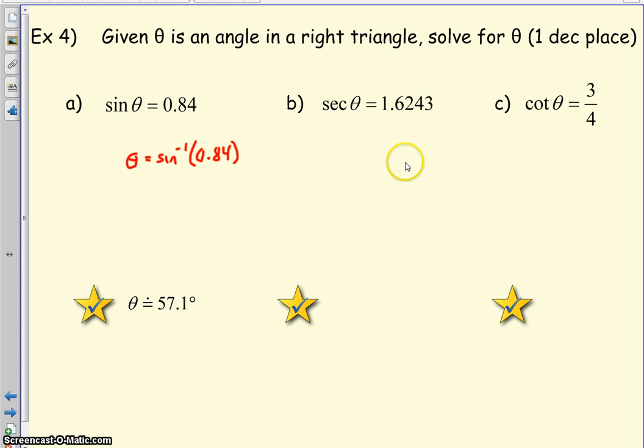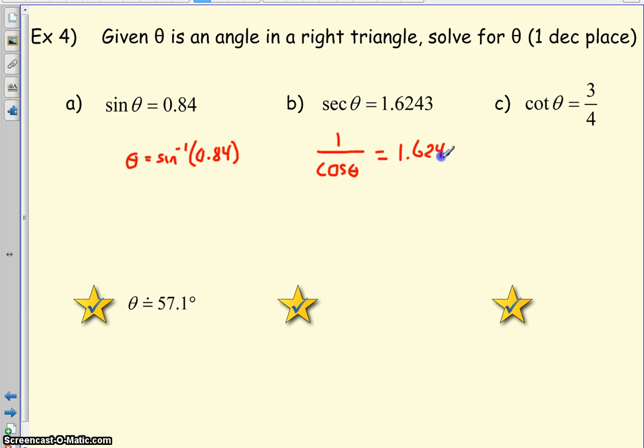Okay, so again, now with the reciprocal ratio it becomes a bit more complicated. So remember, we can't take the secant inverse. I mean, really, that is what we're trying to do, but we can't do that because we don't have a secant evaluation on our calculator. So what we need to do with secant is turn it into cosine. If we want to change it from secant to cosine, remember that secant is equal to 1 over cosine of theta. So 1 over cosine theta will equal 1.6243.